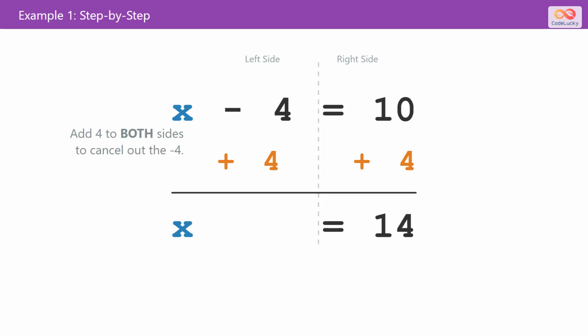Let's solve x - 4 = 10. To get x by itself, we need to cancel out the minus 4. We do this by adding 4. Remember the golden rule: if we add 4 to the left, we must add 4 to the right. The minus 4 and plus 4 cancel out to 0. We are left with 10 + 4, which equals 14. So x = 14.